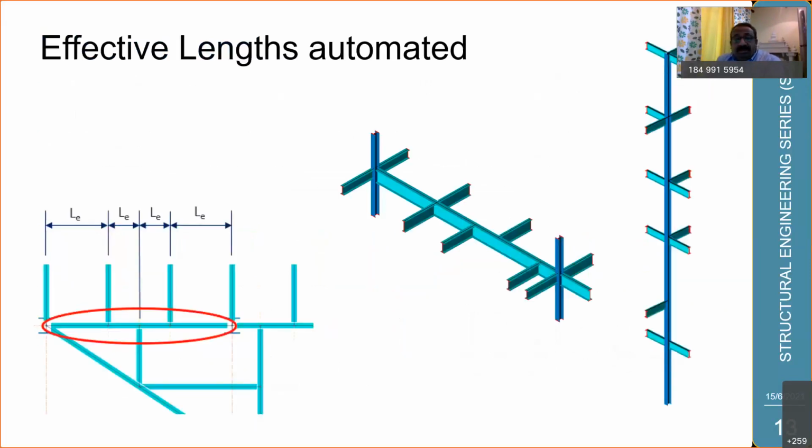And effective lengths. In some of the tools, we manually calculate the effective lengths. It's a tedious and cumbersome process. And when you're building the proper analytical model, the effective lengths are automatically taken care of. Most of the details are automated over here.